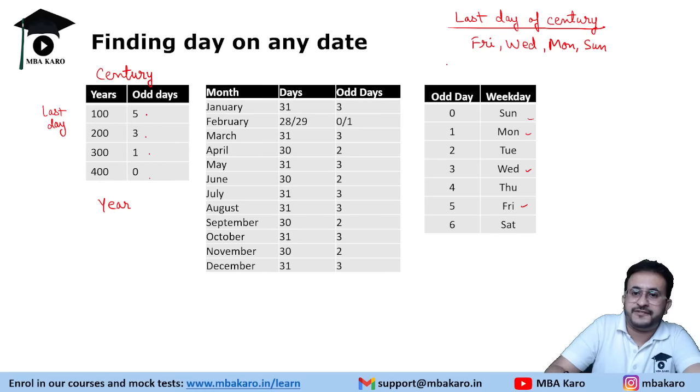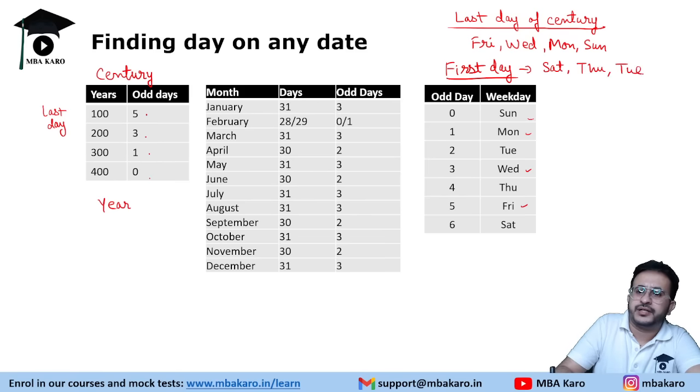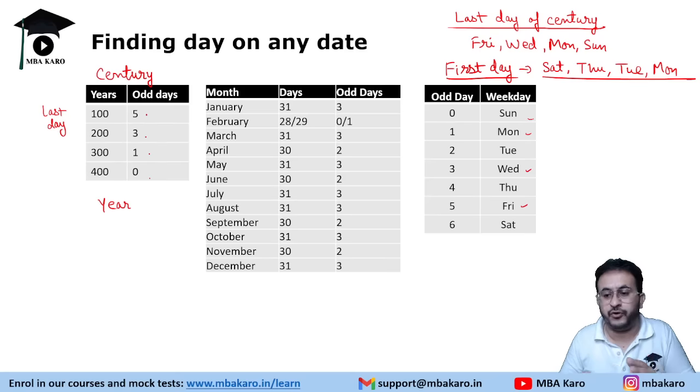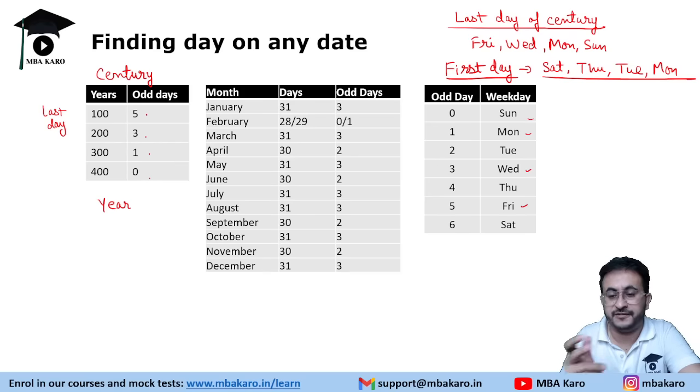And hence the first day of the century will be one ahead, that is Saturday, Thursday, Tuesday and Monday. Okay, so sometimes they ask questions like which of the following cannot be the first day of a century, or which of the following cannot be the last day of a century. So that's how we calculate the first and last days of a century.